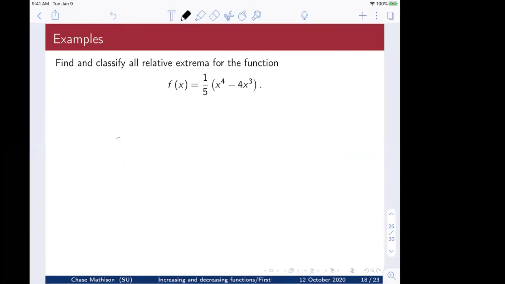Take the derivative. Very good. f prime of x equals, well, the 1/5 is going to come along for the ride, 1/5 times. Then I'm going to take the derivative of x to the 4th. What's the derivative of x to the 4th? 4x cubed. Excellent. And then minus the derivative of 4x cubed.